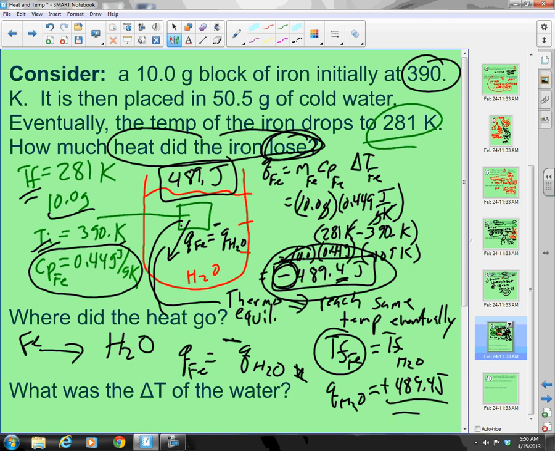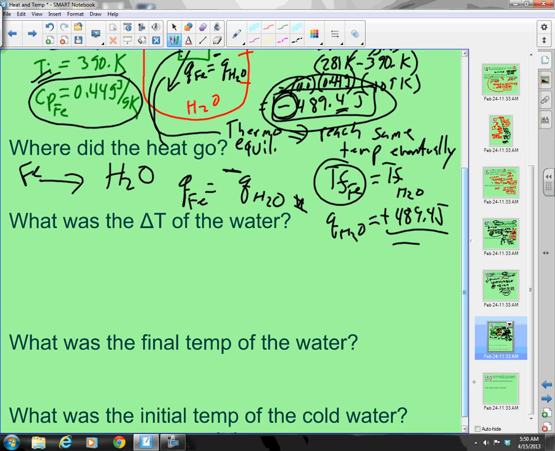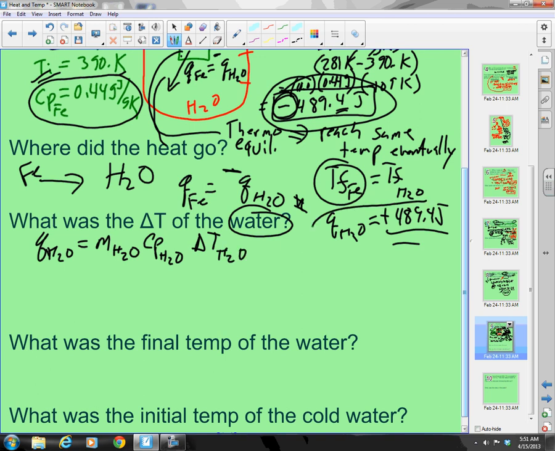Now, what is the delta T? Hey, we can work that out for water, so we have to do everything for water. Q_H2O is equal to m_H2O C_P,H2O delta T_H2O. Cool. So what's Q for water? We already figured that out right here. It is a positive 489.4, where the 4 is not significant.